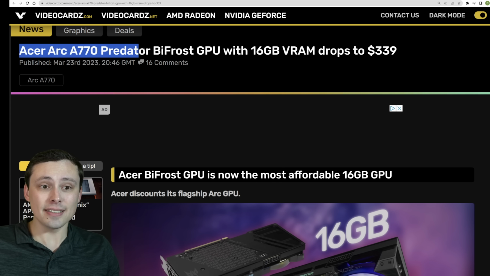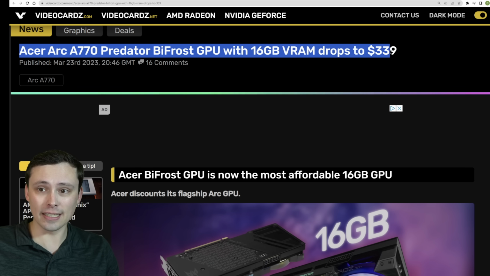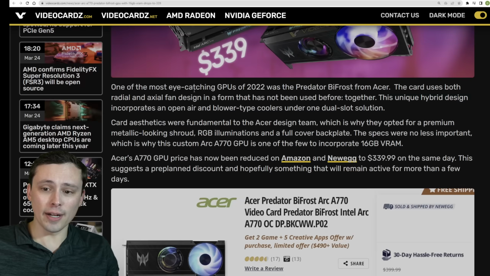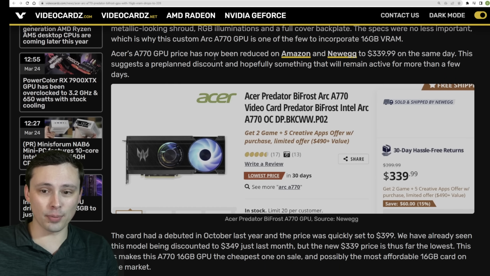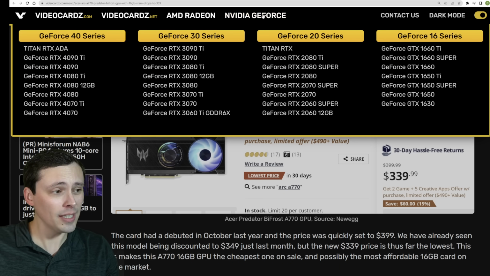Acer Arc A770 Predator BiFrost GPU, which has 16 gigabytes of VRAM, drops to $339. So, again, just more Intel news on the price to performance. The prices are continuing to come down.